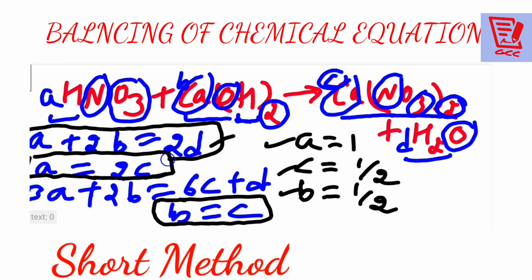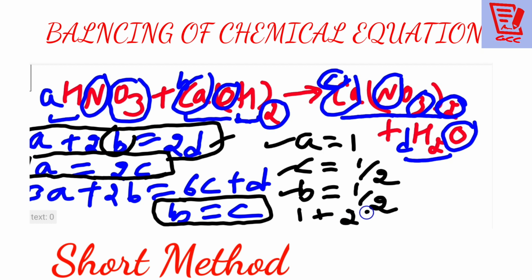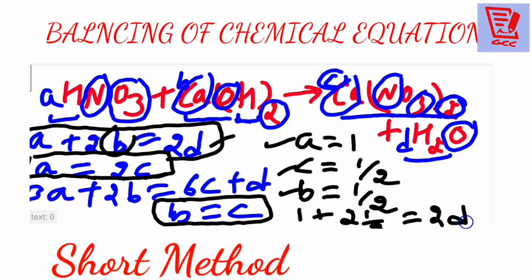A is 1, and A is 1 plus 2B into 2. What is the B value here? B is 1 by 2 equal to 2D. How much will it be? It will become 2 by 2 equal to 1, 1 plus 1, 2. Okay, then 2D is equal to 2. I think D will also be equal to 1.